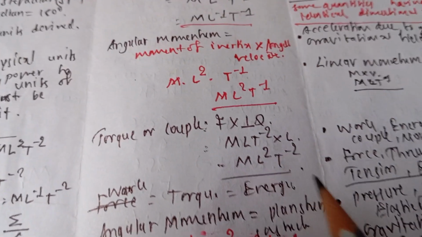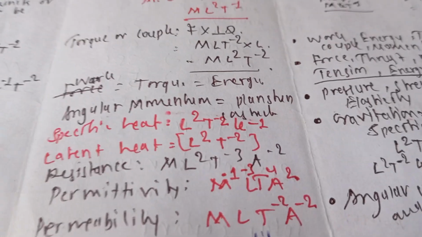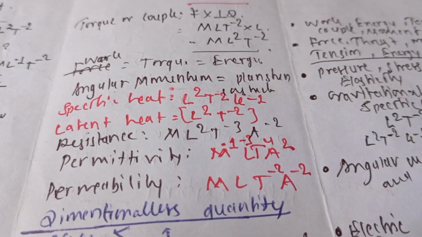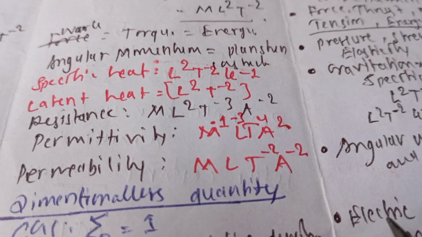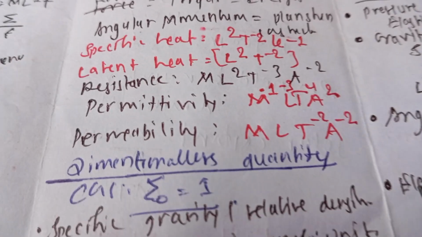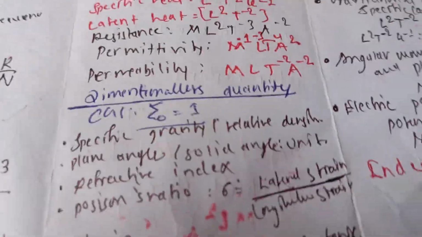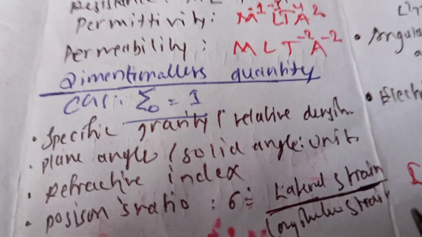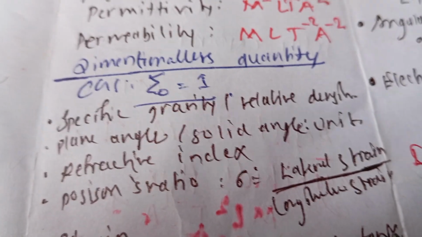Torque or couple is force into lever arm. Then work, torque and energy all have the same dimension. Angular momentum, Planck constant, specific heat capacity, this you can see. If you have this much, it will be really nice. Dimensionless quantities are really important. They are mostly asked in the competitive exams.